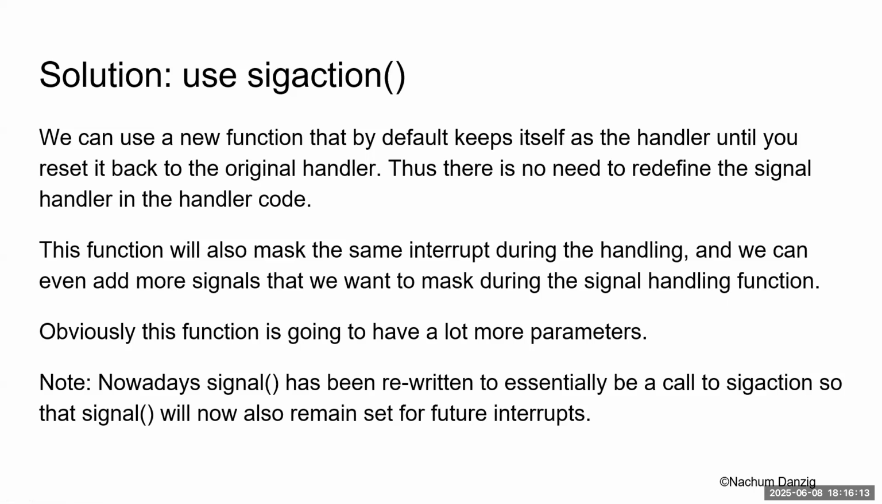And there's no race condition because sigaction is atomic. It happens as one action. Obviously, this function is going to have a lot more parameters. We're going to set all kinds of stuff as parameters, and then it does it as one action. Nowadays, signal has been rewritten to essentially be a call to sigaction, so that signal will also now remain set for future interrupts, and presumably also block itself.